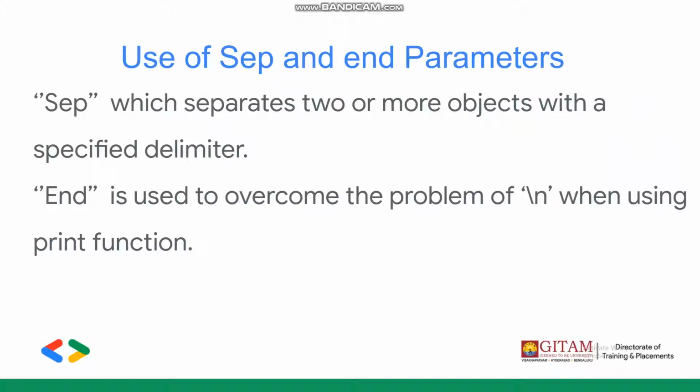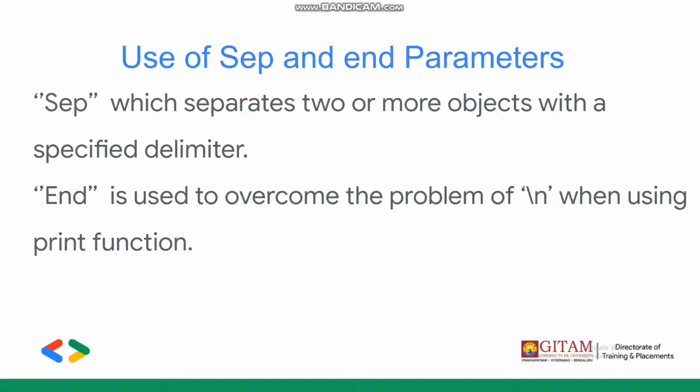Okay, so the next step is the use of the separator and end parameters. I'm going to implement them practically in the next few minutes, but let us first know their definitions. Basically, sep separates two or more objects with a specific delimiter. That means if I mention any two strings or two integers or two floats, any two objects, and I want to separate them with a specific delimiter, like a hyphen or an at-the-rate symbol, we can use them in the way we want.